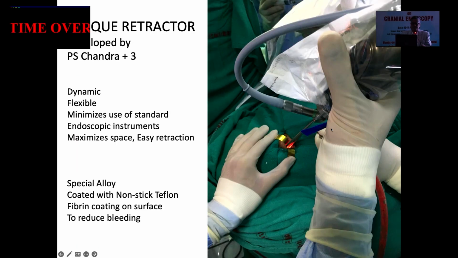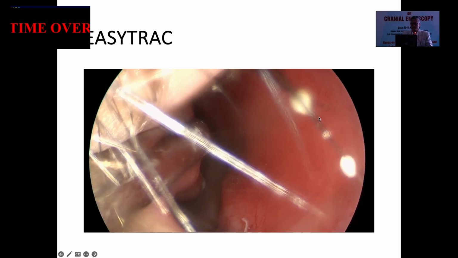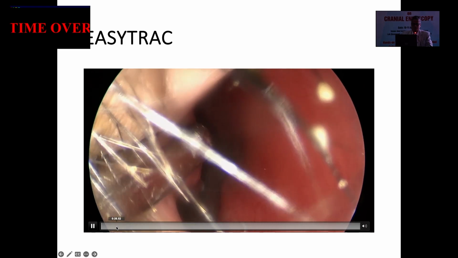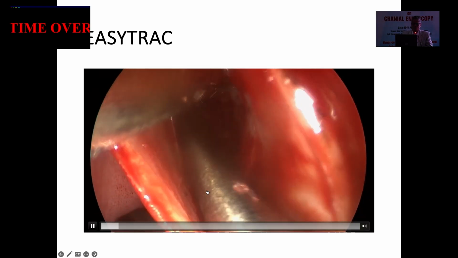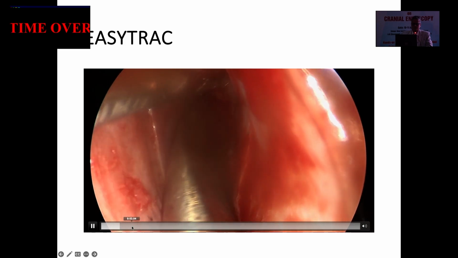Of course, this was a retractor which I developed first. We called it Easy Track, I got it patented. We went through a lot of efforts for this. But then I realized a couple of things. You can see over here we are raising a submucosal tunnel.